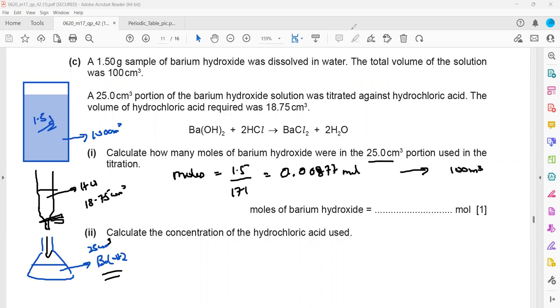But we did not take 100 cm3. How much did we take? We took only 25 cm3. So in 25 cm3, how much will it be? It will be x moles. Just cross multiply: 25 times 0.0087 divided by 100. So that equals 0.0021 mole, or you can also say 0.0022, because it is 0.00219. Is it clear?